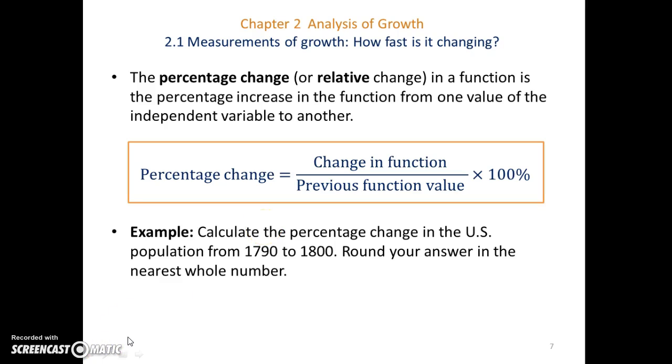The percentage change or relative change in a function is the percentage increase in the function from one value of the independent variable to another. The percentage change is calculated using the following formula: change in the function divided by the previous function value, times 100%. Example: calculate the percentage change in the US population from 1790 to 1800. Round your answer to the nearest whole number.